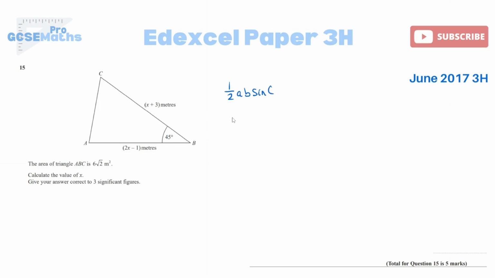Subbing in all of the things that I know, it doesn't really matter which is A and which is B, it's just the two sides they've given you, isn't it, basically? X plus 3, and the other one is obviously then 2x minus 1, and sine of the angle between them, which is sine 45, but that actually equals 6 root 2. So all I need to do now with that equation, I can almost forget about the context for a bit and just try and solve this.